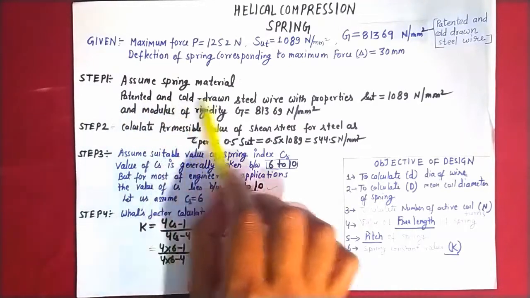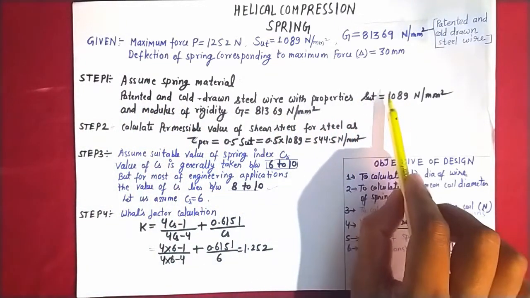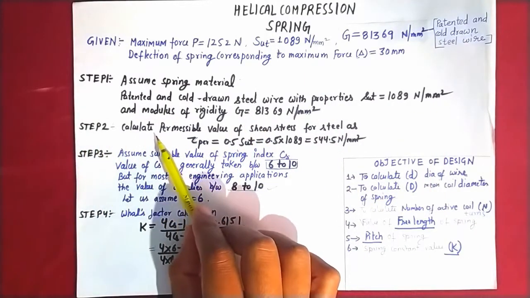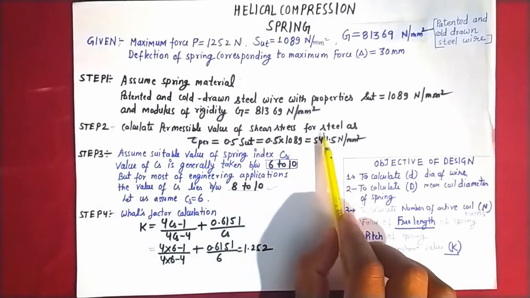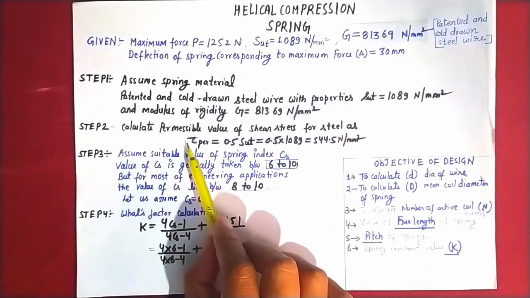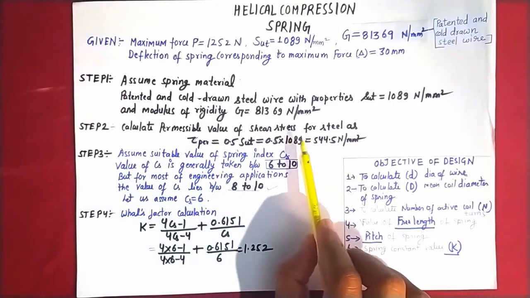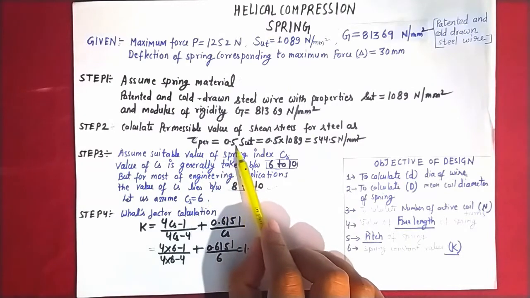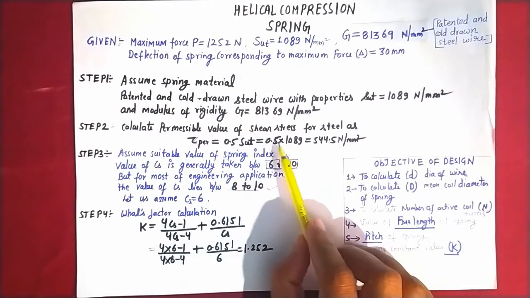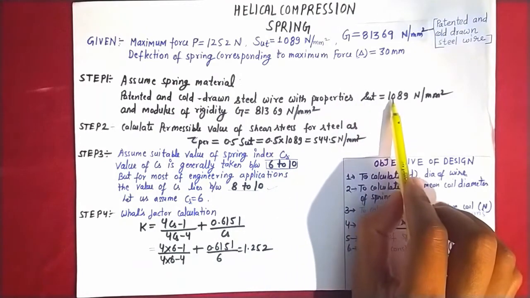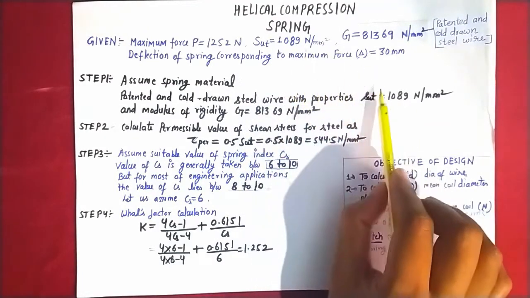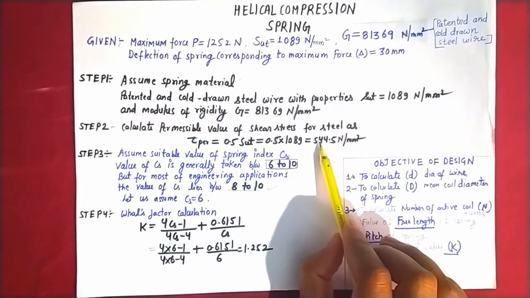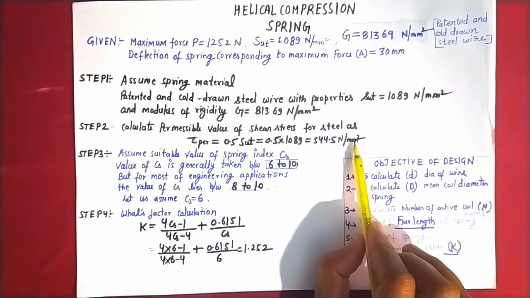So we have selected our material and written down the properties of that material, the ultimate tensile strength and the modulus of rigidity. Now the second step, we have to calculate the permissible value of shear stress for steel. The permissible value of stress for steel spring wire is taken as tau permissible equal to 0.5 times the ultimate tensile strength. The ultimate tensile strength is given to us as 1089, so we can put here 1089 and find the value of permissible shear stress as 544.5 Newton per mm square.